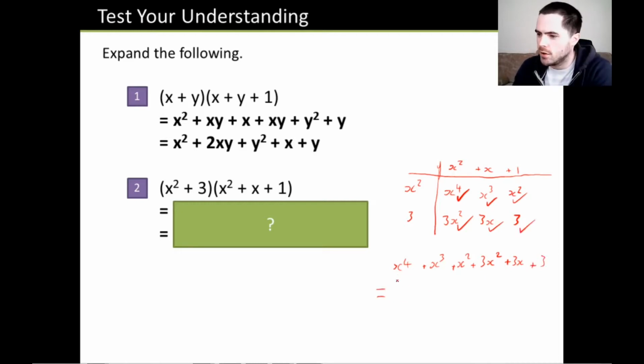And the reason that I wrote these in order now is because we can just slinky on through them. Here we have x to the power of 4 plus x cubed. That's got no friends to sit with it. x squared plus 3x squared, that will become 4 lots of x squared plus 3x plus 3.